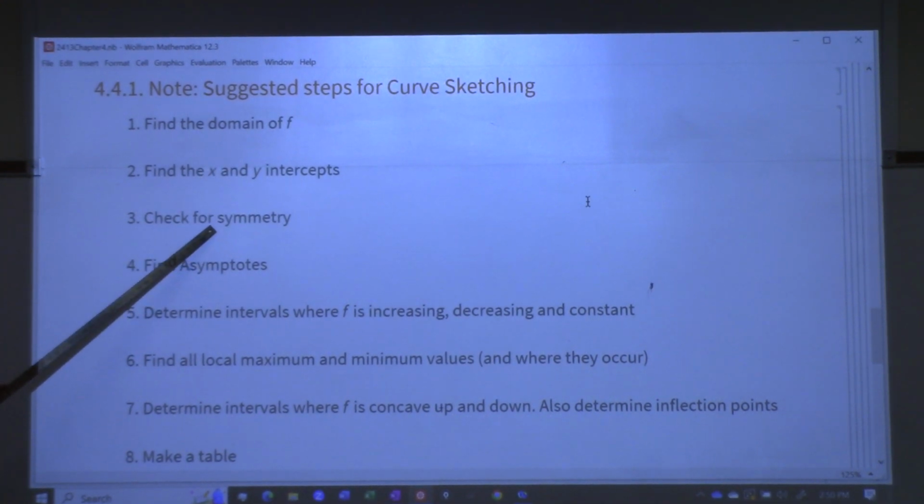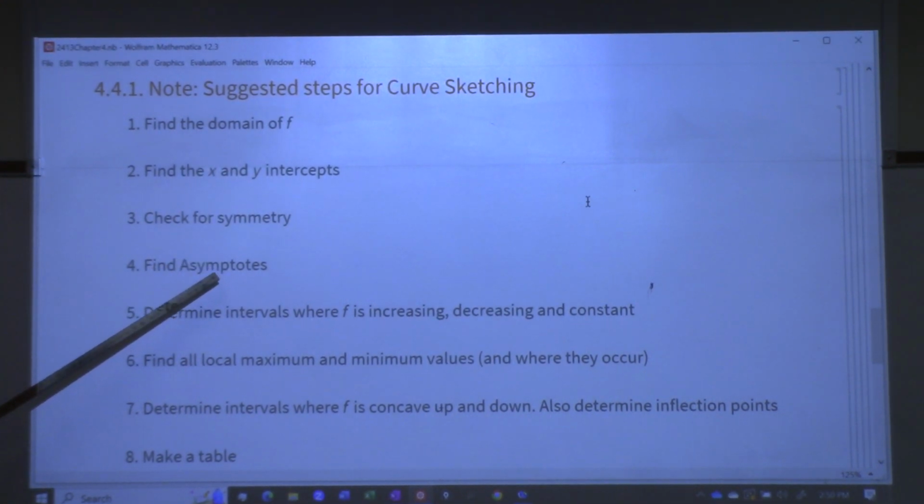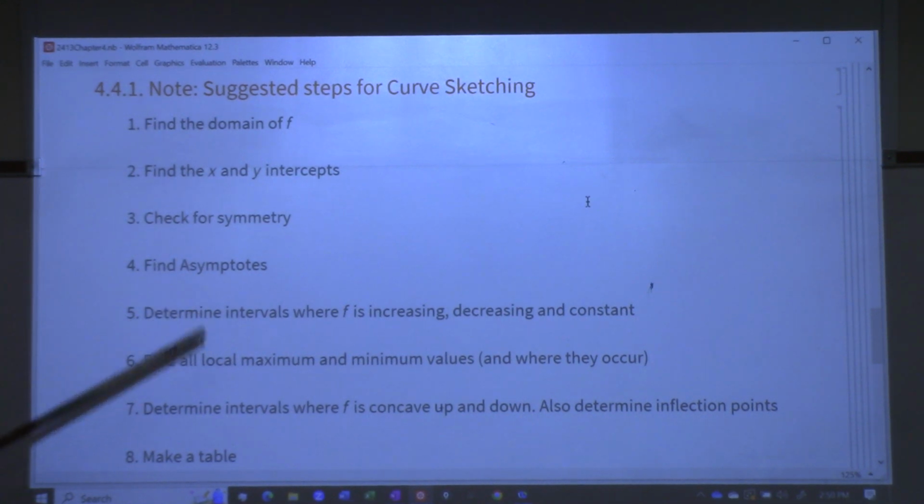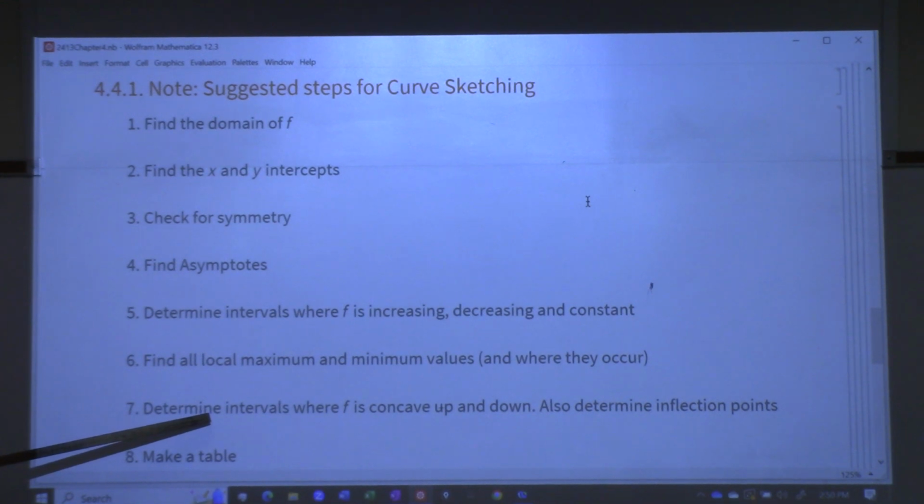Then you'd check for symmetry. You'd look for any asymptotes. Steps 1 through 4 are all college algebra ideas. Then you get to calculus. Figure out where it's going up and down. Go find local maxes and mins. Figure out where it's concave up and concave down. Figure out where you have inflection points. And then you draw it. All right? So I'm going to take you through one simple problem following all those steps.